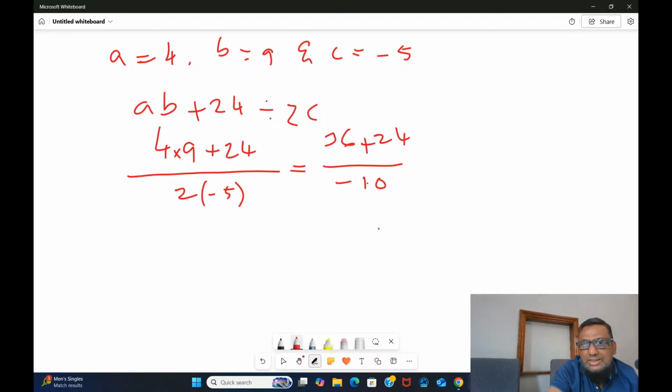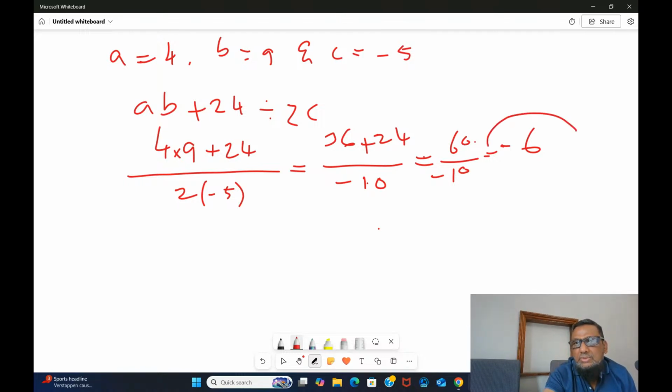So 36 plus 24 is equal to 60. So 60 divided by -10. Minus 0, and this one 0. So 60 divided by 10 is equal to 6, a negative 6, because you have a minus 10 here. So the final answer will be minus 6.